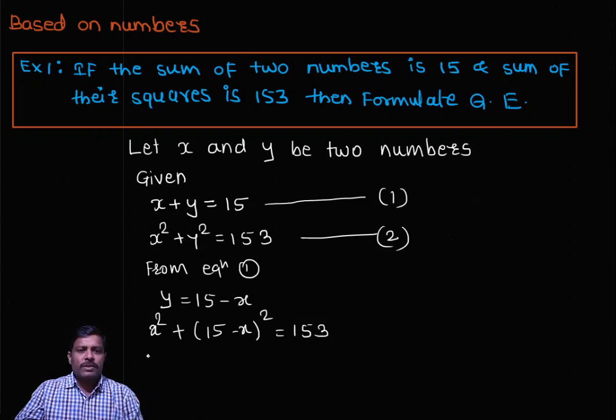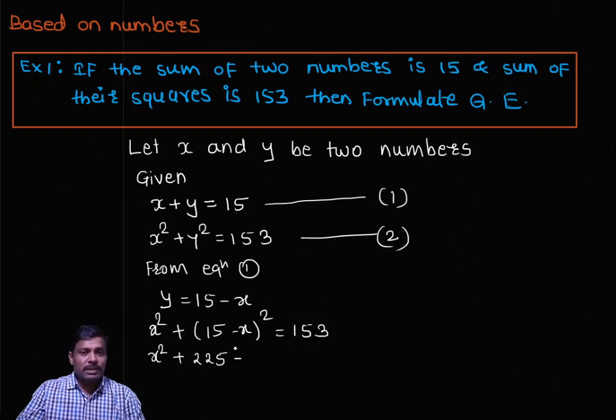You write the first term as it is, plus the first term inside the bracket is 15, take its square, and we know that the square of 15 is 225, minus, multiply these two terms and double it. So the multiplication of these two terms is 15x, and if we make it double then it is 30x. And finally you write plus sign compulsory and the square of the second term, that is x square, equal to 153.